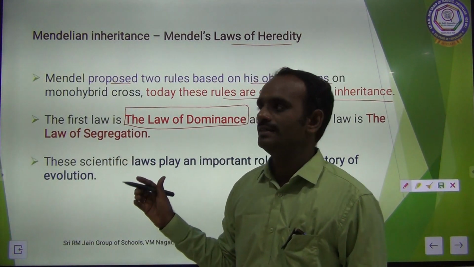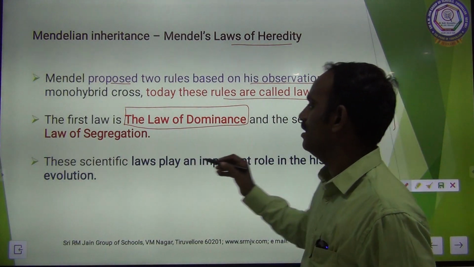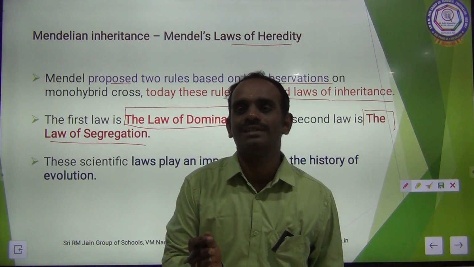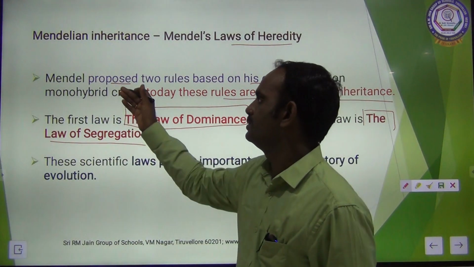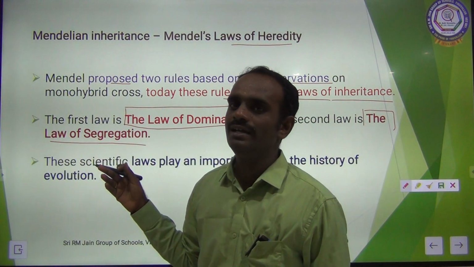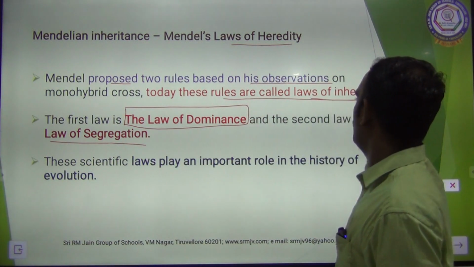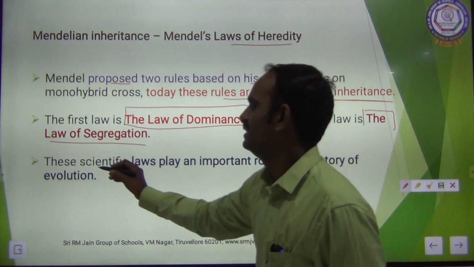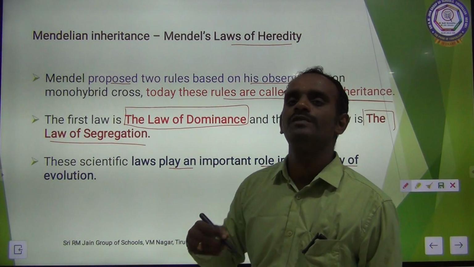The first law is the law of dominance and the second law is the law of segregation. Segregation is nothing but separation. These two laws were proposed only after the observation of the monohybrid cross. Today these are called Mendel's laws of inheritance. Yes, these scientific laws play an important role in the history of evolution.